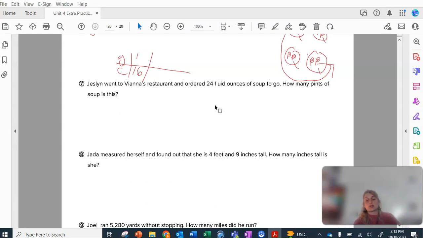Jocelyn went to Viana's restaurant and ordered 24 fluid ounces of soup to go. I dare you to go to a restaurant and try and order fluid ounces worth of anything. They will just roll their eyes at you and be like, do you want a cup? Yes or no? Do you want a bowl? Yes or no? Most restaurants do not sell by the fluid ounce, but apparently this one's special.